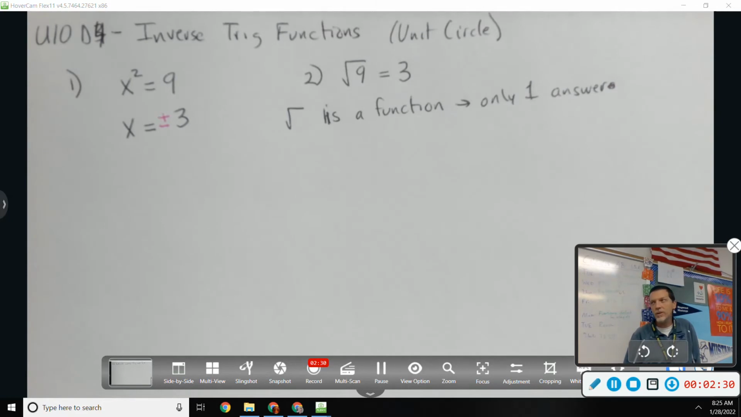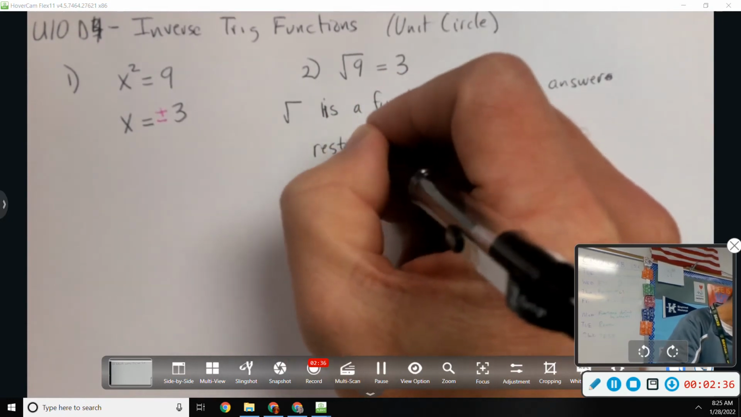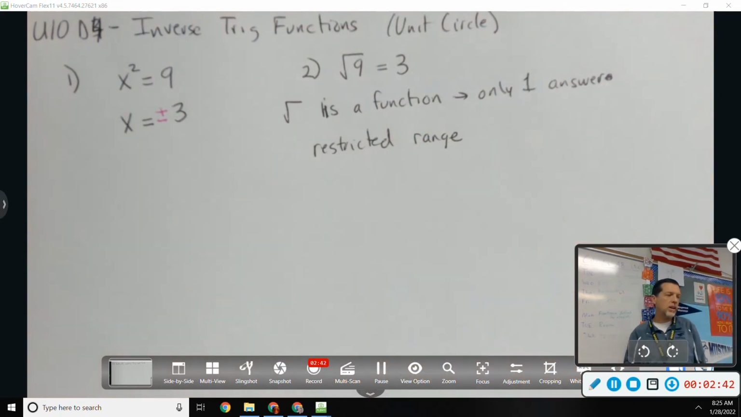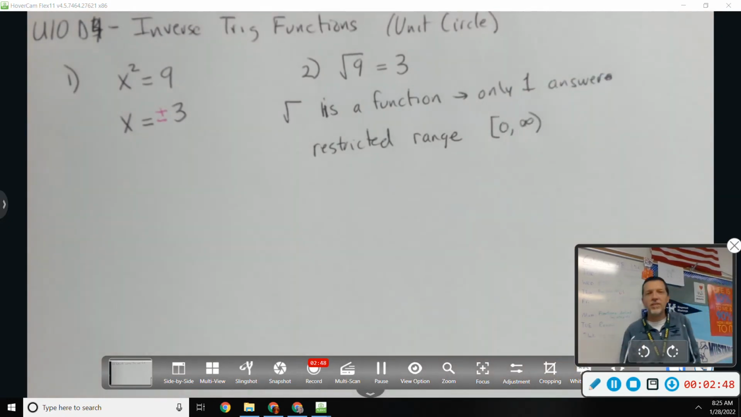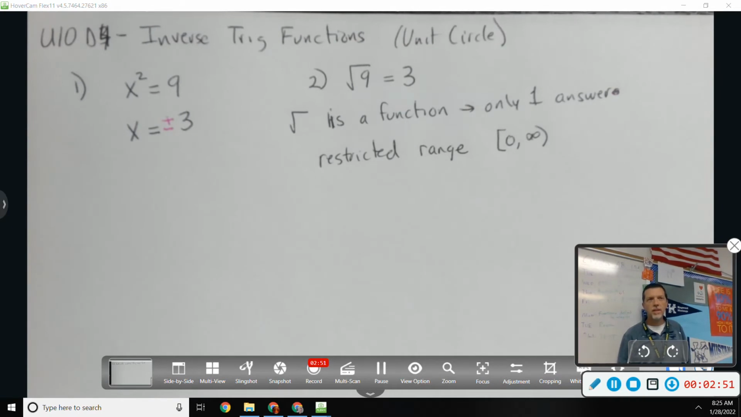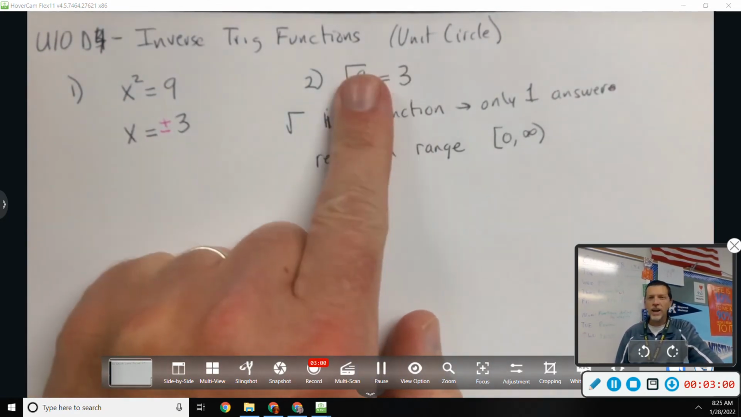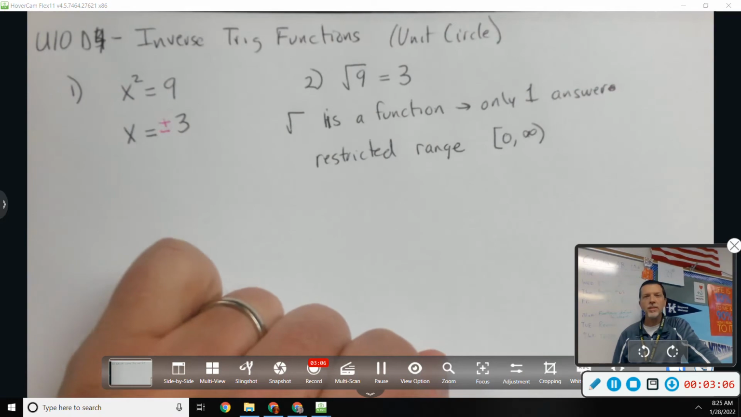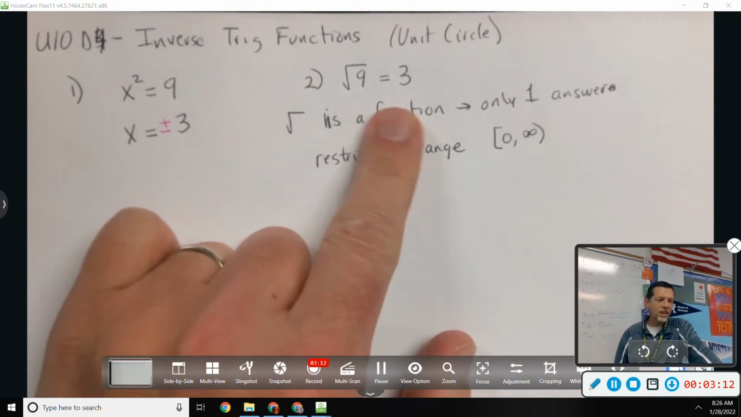But they said, you know what? We only get one answer. Let's restrict our answers as a restricted range, not a restricted input, but a restricted range of 0 to infinity. We only want the positive answer. Maybe for some of you, does that clarify the difference between x squared equals 9 has two answers, but square root of 9 only has one answer? That's why we try to say when you put the square roots on, you also put the plus or minus on. The square root doesn't automatically mean plus or minus. The square root of 9 is just sitting there. The answer is 3.